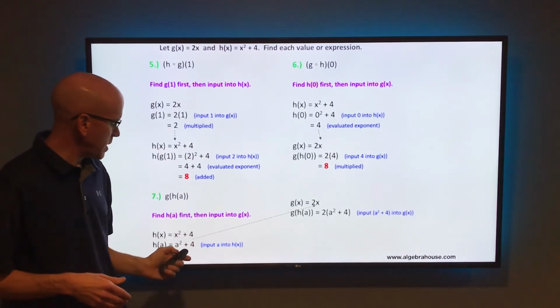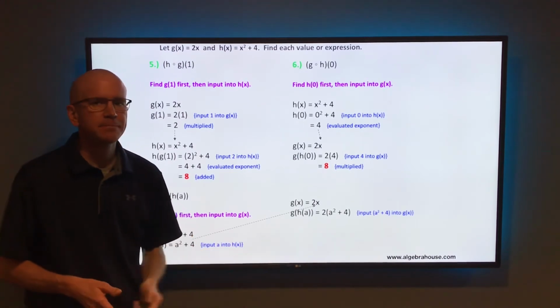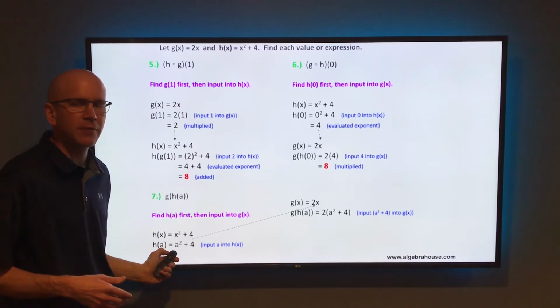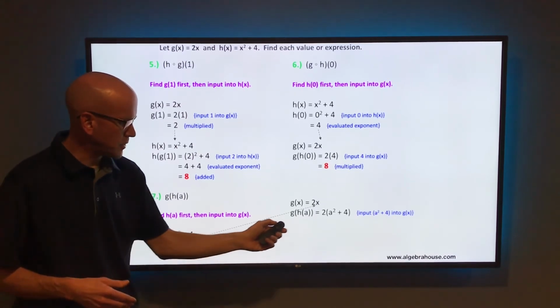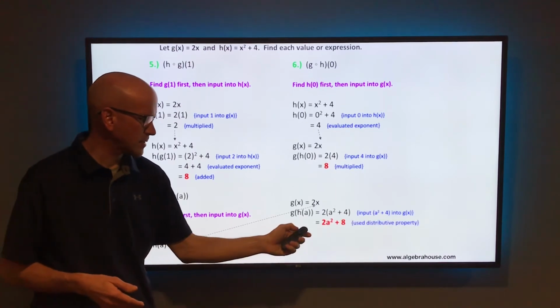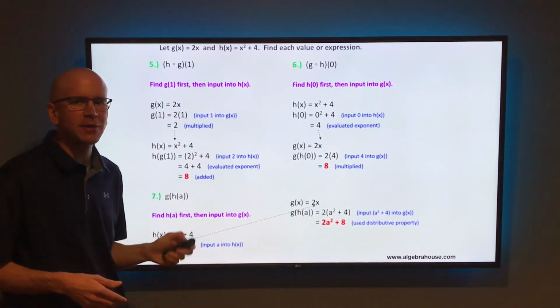So you're finding g of a squared plus 4, or in other words, g of h of a. Just replace that x with that output back here of a squared plus 4. So it'd be 2 times a squared plus 4. Distributive property, that is 2a squared plus 8. That is the final output. That is g of h of a.